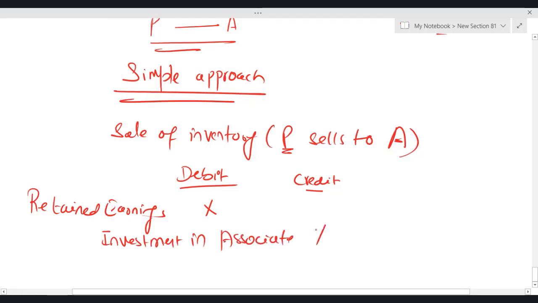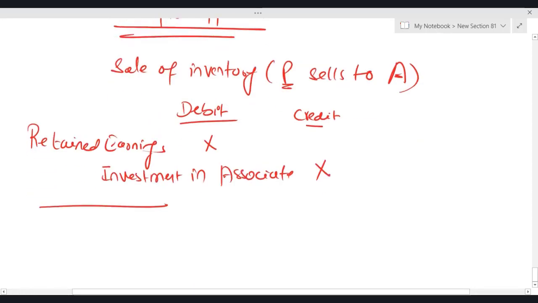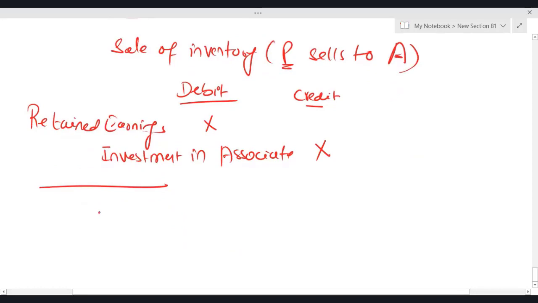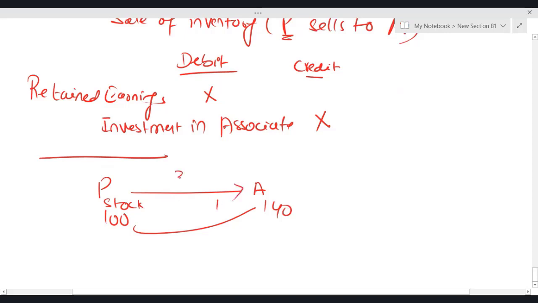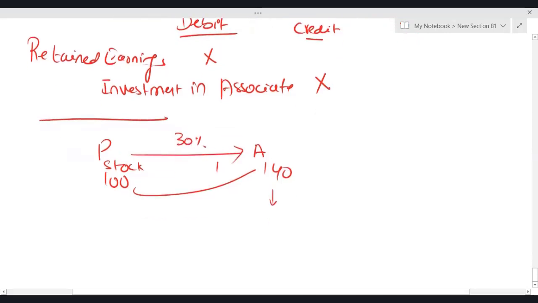And we are discussing the simple approach. Let's say parent and associate. Assuming the parent sold stock which had a carrying amount of 100 million to the associate for 140 million. The parent's holding is, let's say, 30%. And let's say the entire 140 million stock is unsold.